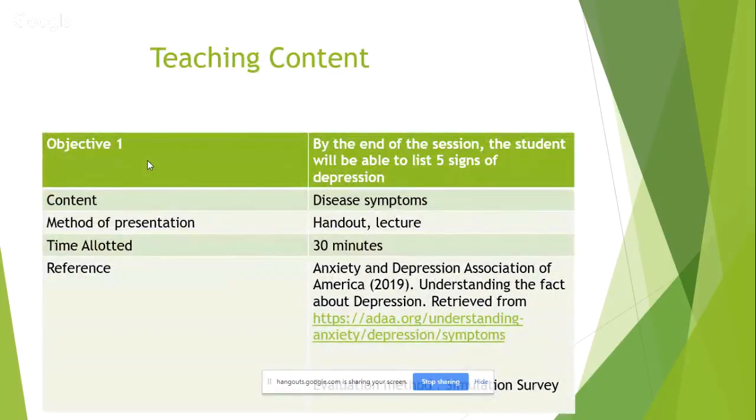So the teaching content, my objective one, is that at the end of the session, the student will be able to list 5 signs of depression. This content was to teach the disease symptoms, and the method of presentation will be by handout and lecture. I allocated 30 minutes, and the references below show where I'll get my information from.